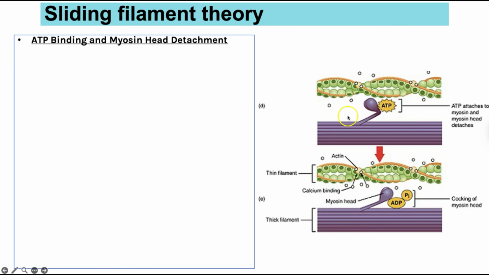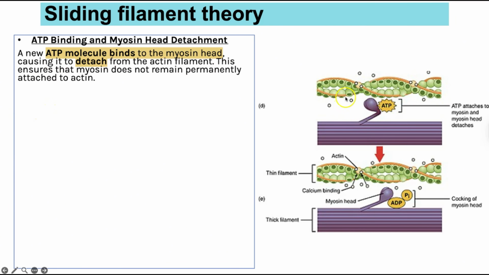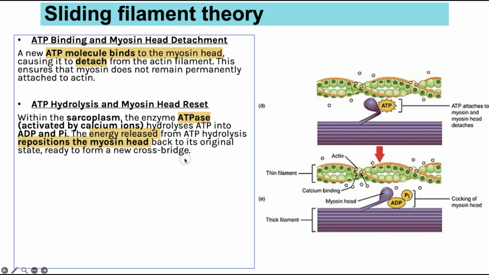So we then get this ATP molecule binding, and that new ATP molecule, when it binds to the myosin head, it causes it to detach from the actin filament. And this ensures that the myosin head doesn't remain permanently attached to the actin. That ATP then gets hydrolyzed, and it resets the myosin head.